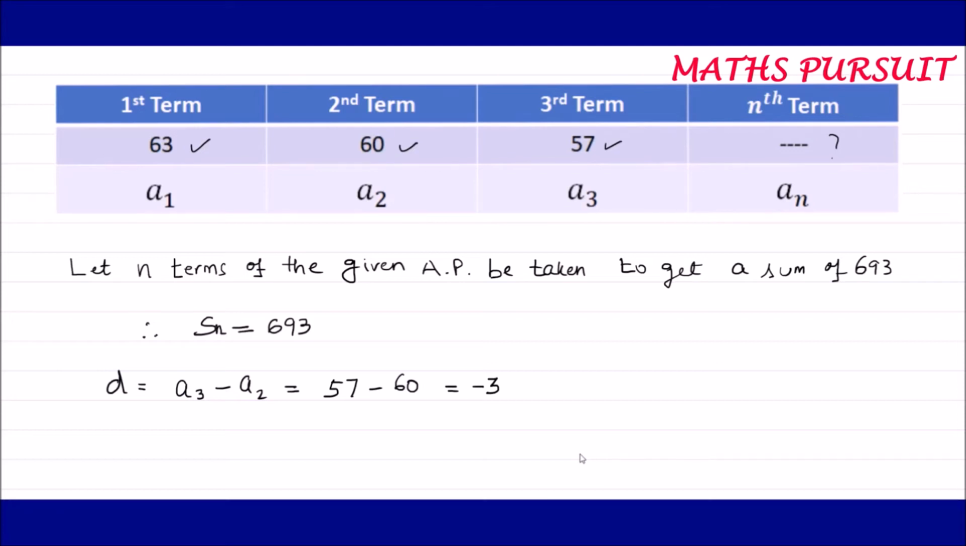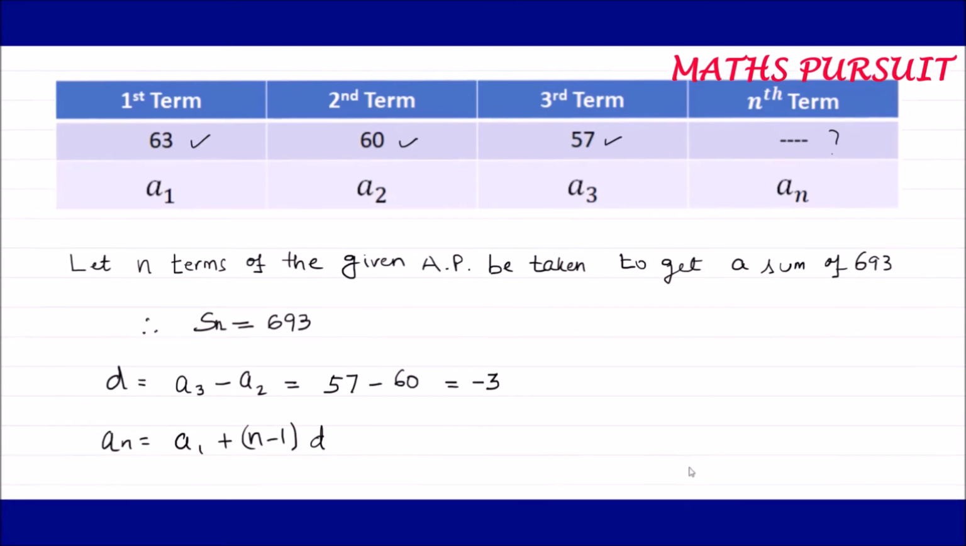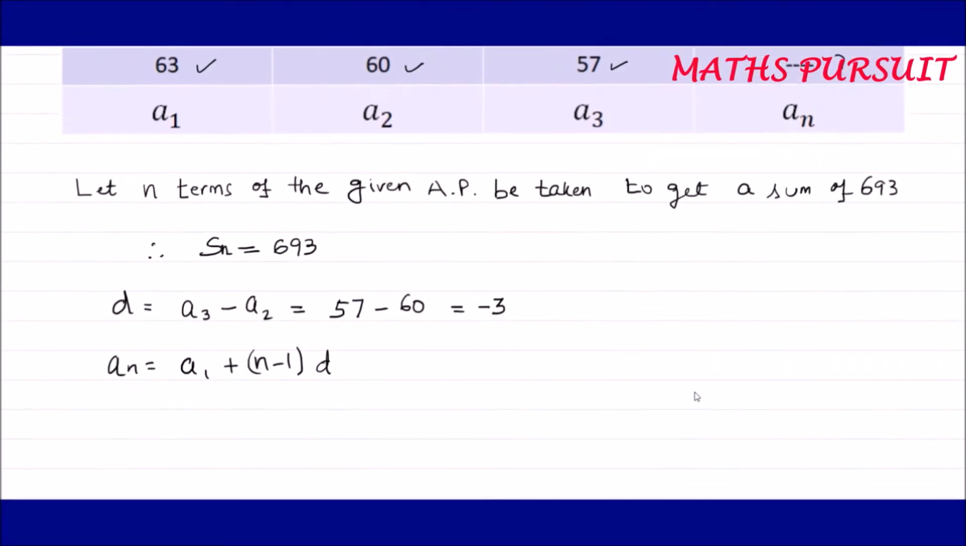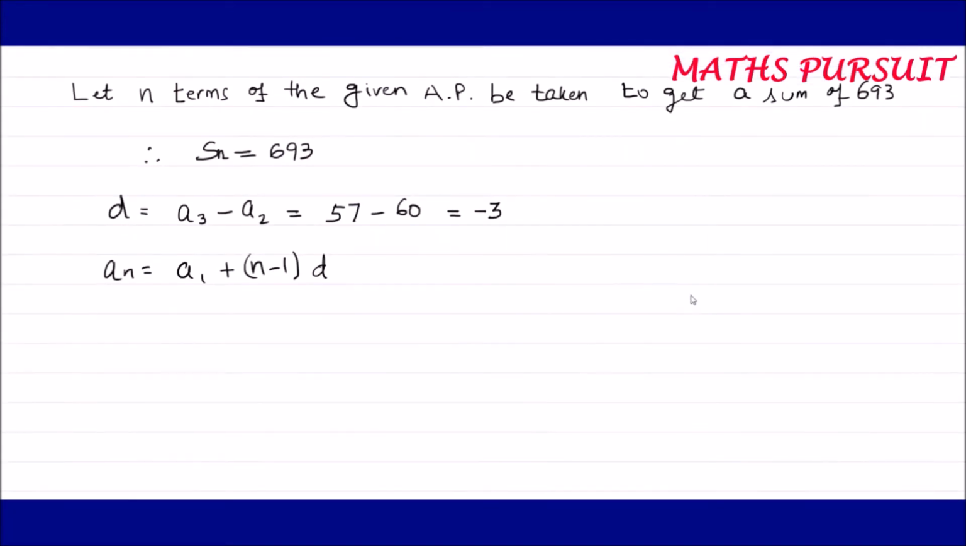And now, as usual, we will use the most important formula for the arithmetic progression, that is An is equal to A1 plus (n minus 1) into D. Guys, this is the most important formula, so we should not forget this one. While working with arithmetic progressions, we should always keep this particular formula in mind.